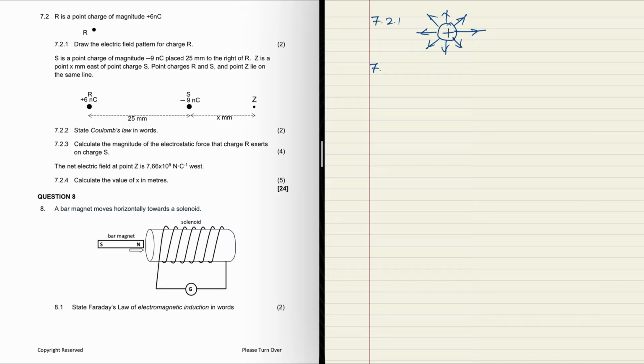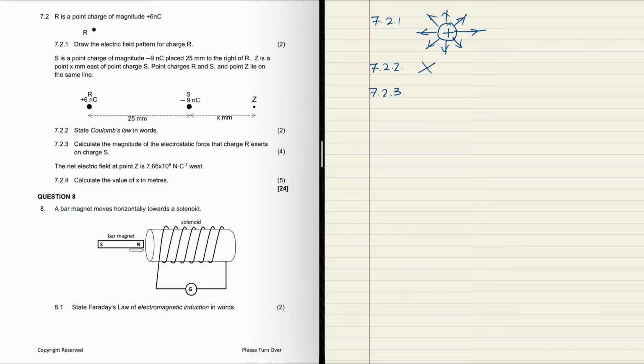Question 7.2.2. So S is a point charge of magnitude -9 nanocoulombs placed 25 millimeters to the right of R. Z is a point X millimeters east of point charge S. Point charges R and S and point Z lie on the same line. 7.2.2, state Coulomb's law. That's a long definition. Let's leave it out.